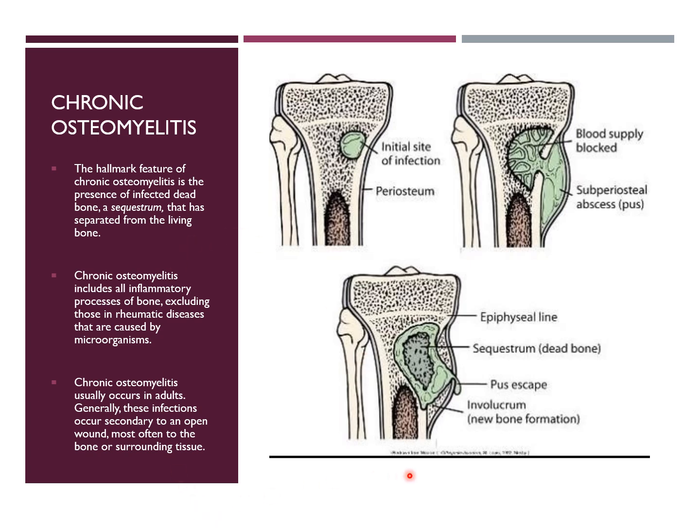So chronic osteomyelitis is any inflammatory process of the bone, except those that happen in rheumatic diseases. So anything caused by microorganisms. Rheumatic diseases are usually caused by autoimmune destruction. These are caused by microorganisms. So chronic osteomyelitis usually occurs in adults. And usually these infections occur secondary to some type of open wound, most often to the bone or the surrounding tissue. So treatment is initial antibiotic therapy, often followed by surgery to remove the foreign bodies.